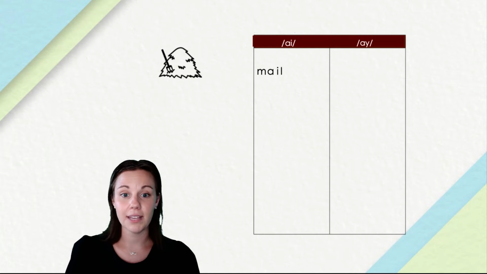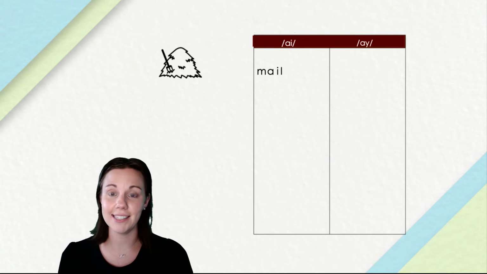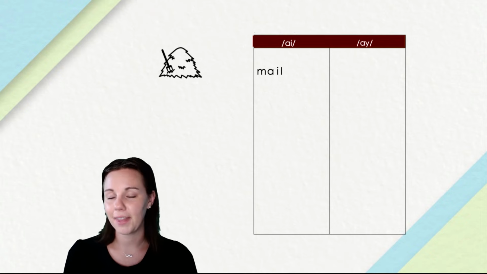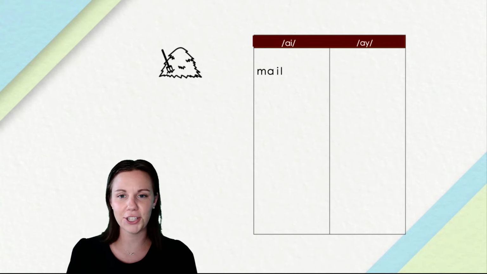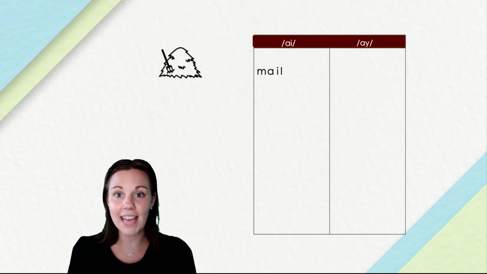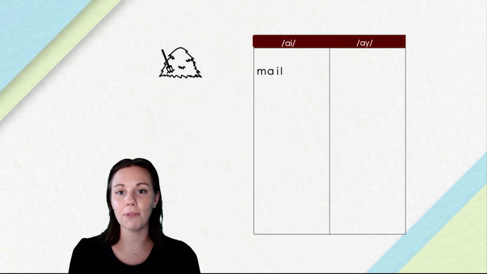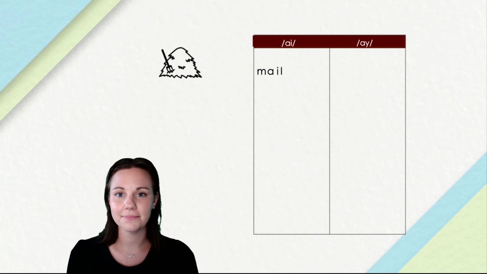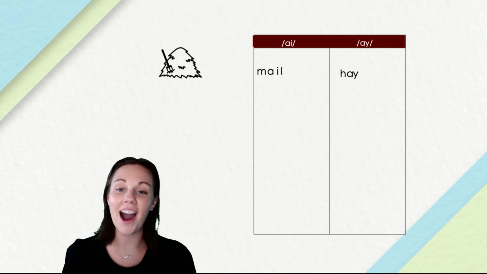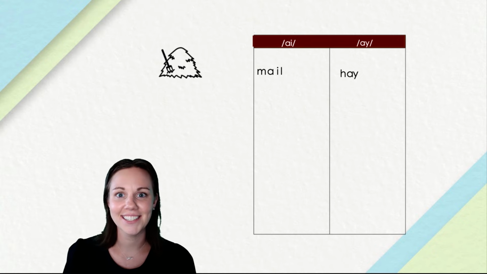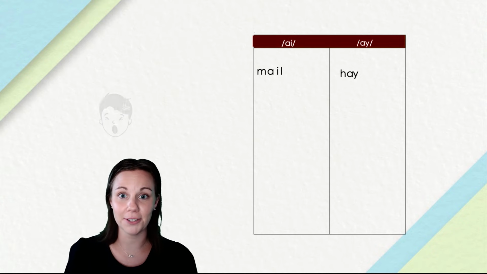Here's the second picture. This picture is for the word hey. Say it. I'm sure you hear the long A in that word hey. Do you hear it in the middle or at the end? Use that to help you write down the word hey. Go ahead. Let's check it. H-A-Y. You did it.